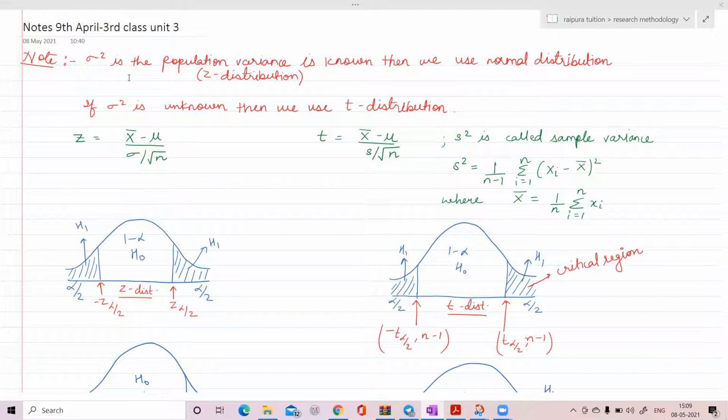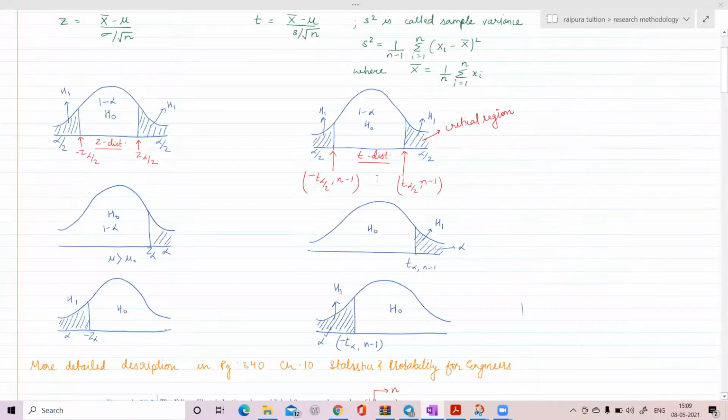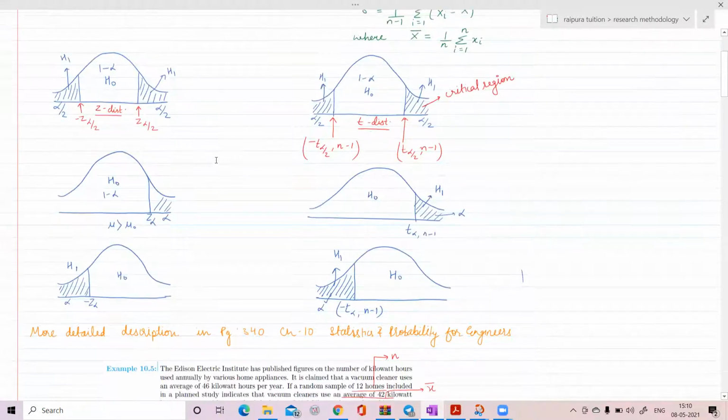He told that if the population variance is known, then we need to proceed with the Z distribution, and if population variance is unknown, then we need to proceed with the T distribution. And these are the corresponding formulas for Z distribution and T distribution, and all the corresponding values were discussed in the previous video by me. And these are the bell curves for Z distribution and T distribution.